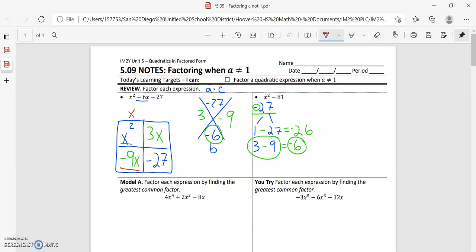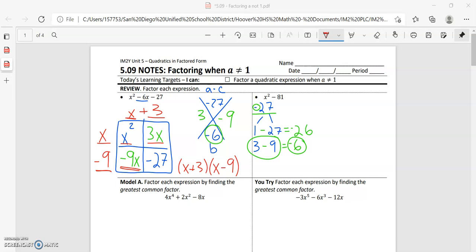Once we get that, we're going to be doing x times what equals x squared, just x. Then x times what equals 3x, missing a 3, a +3. And then +3 times what equals -27, that would be -9. And we can check -9 times x does equal -9x. So we have our two factors, our binomials, it's x plus 3 times x minus 9.